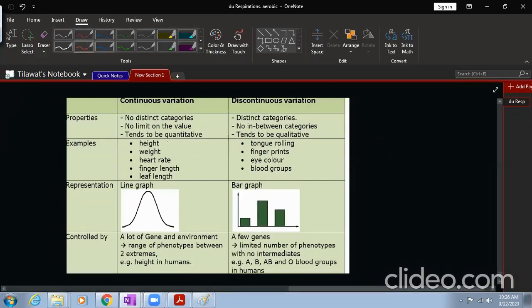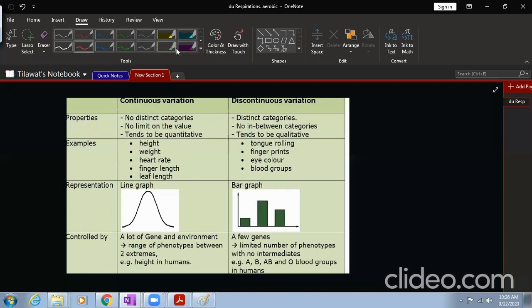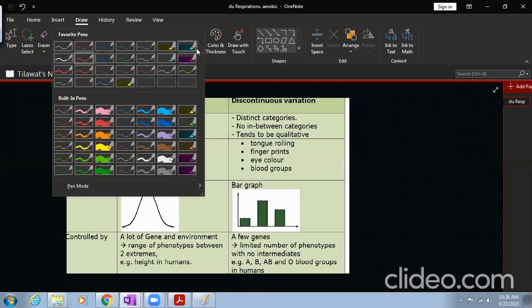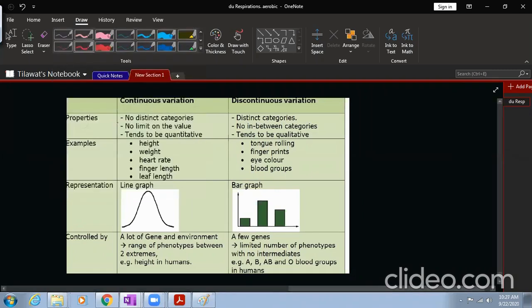Now, let me select another color so that I may not face any problem with the black on a white background. Yes, I hope it's clear now.